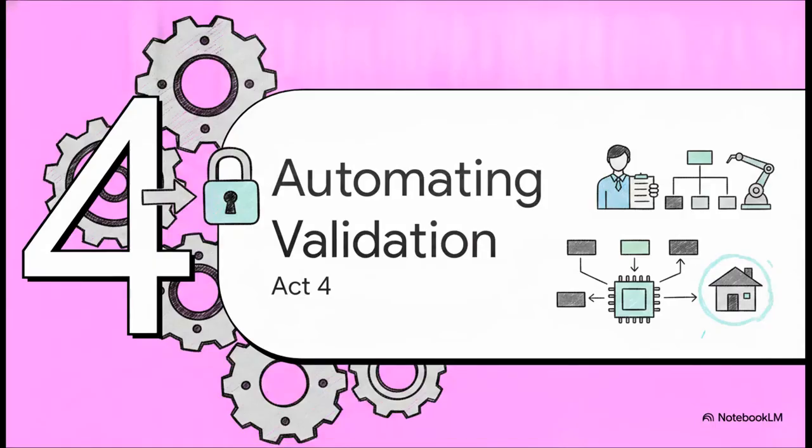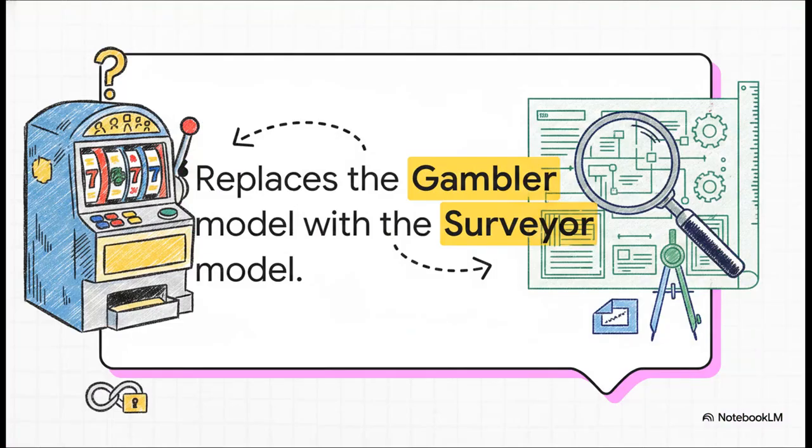Act 4, automating the physical validator. With this incredibly dense, precise, technical foundation locked in, we can finally look at how that analog human physical validator we talked about is being completely automated. The sources frame this shift so beautifully.